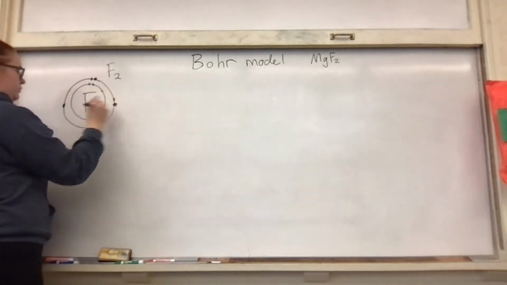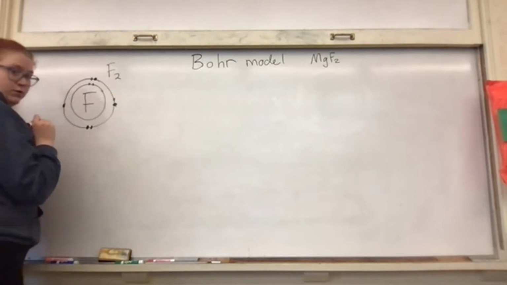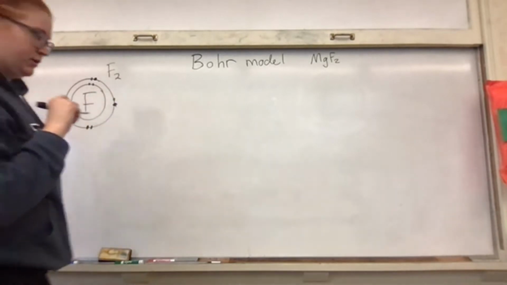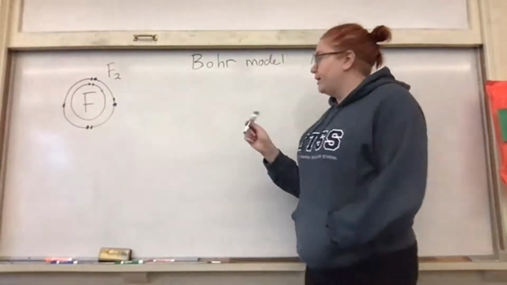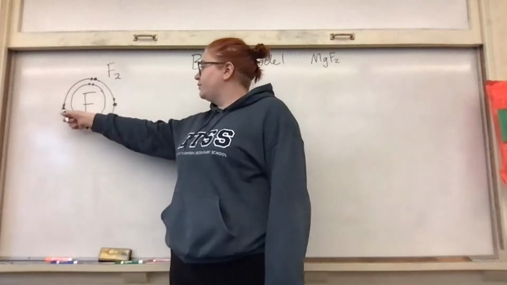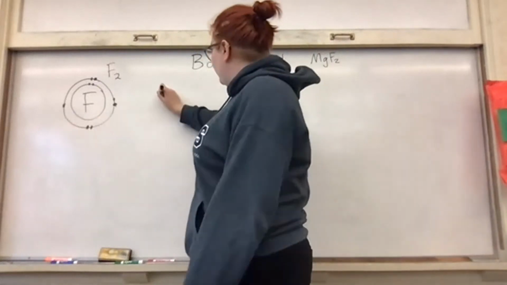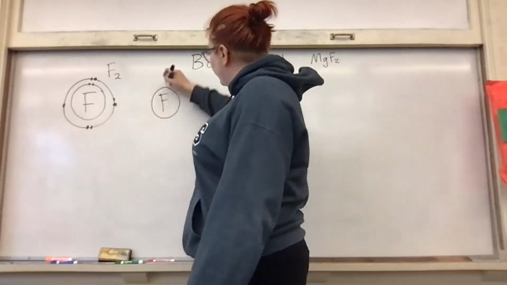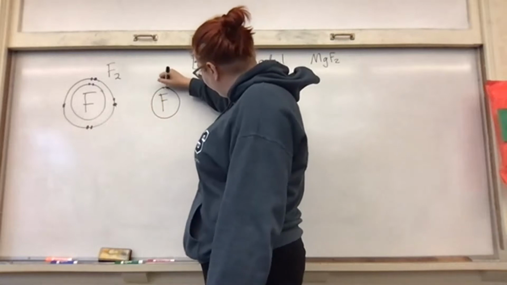5, 6. There we go. 9 electrons. Move over here so you can see me. So it wants 1 more electron. Fluorine doesn't travel by itself. Here's another fluorine atom hanging out over here.